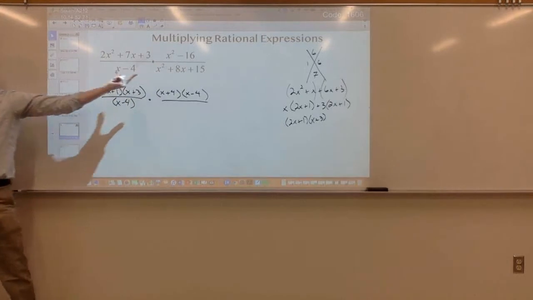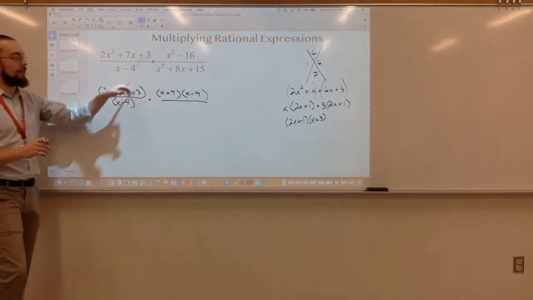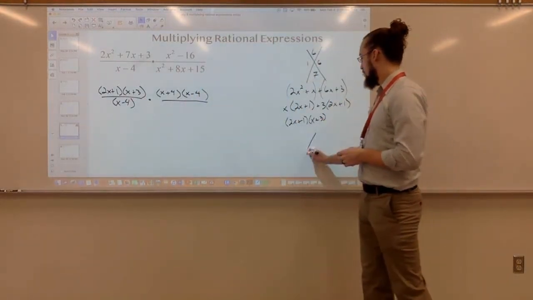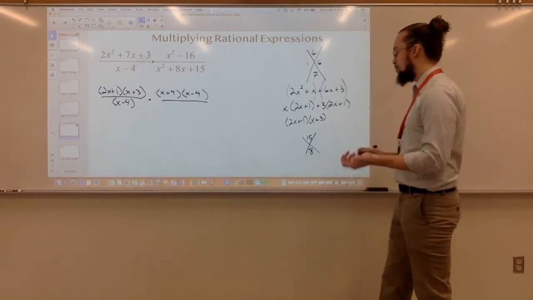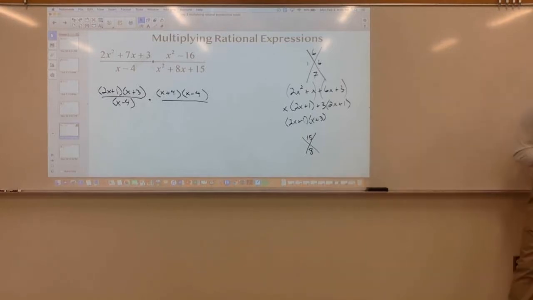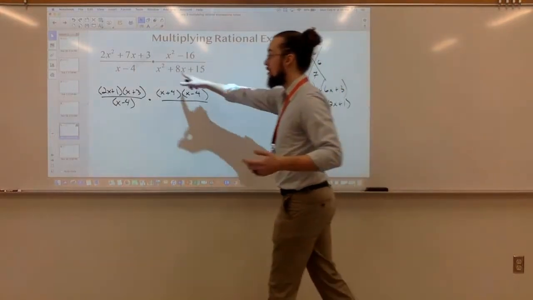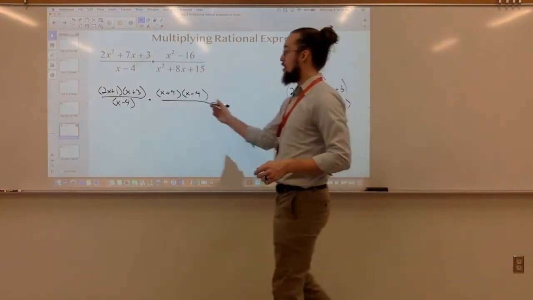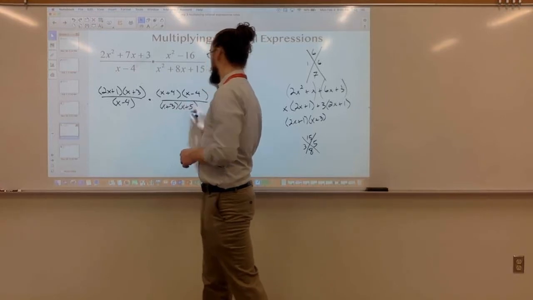How about in the denominator here? X squared plus 8x plus 15. What can I do with that? Yep, I can factor this one. There is no GCF. So I want two numbers that multiply to 15 that add to 8. 3 and 5. My leading coefficient is 1, so I can go straight to factors. This will be x plus 3 and x plus 5.